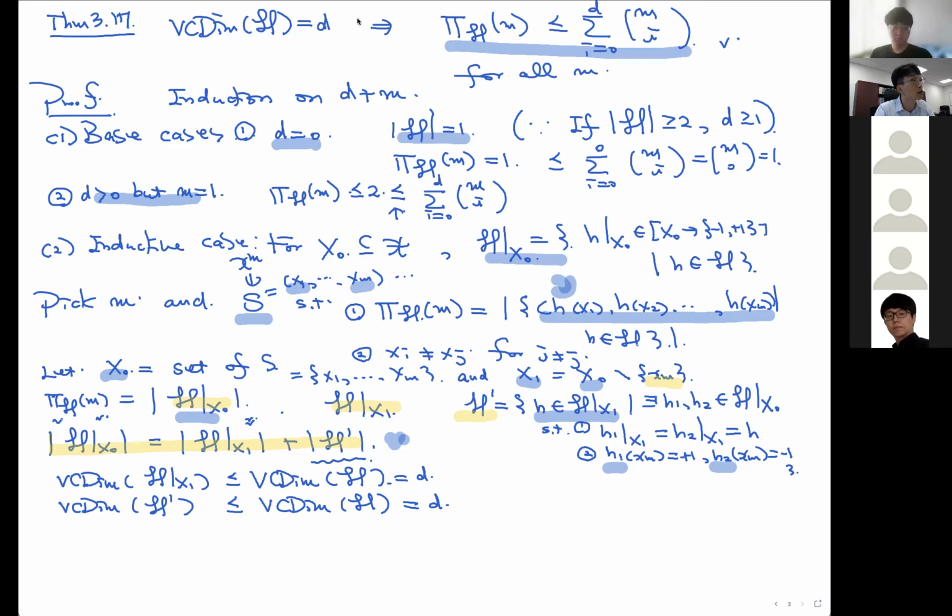But one important bit is that for the second one, h prime, we can do better. Instead of this upper bound, we can actually have a better upper bound, which is d minus 1. So we can have this better upper bound. And why is that the case?